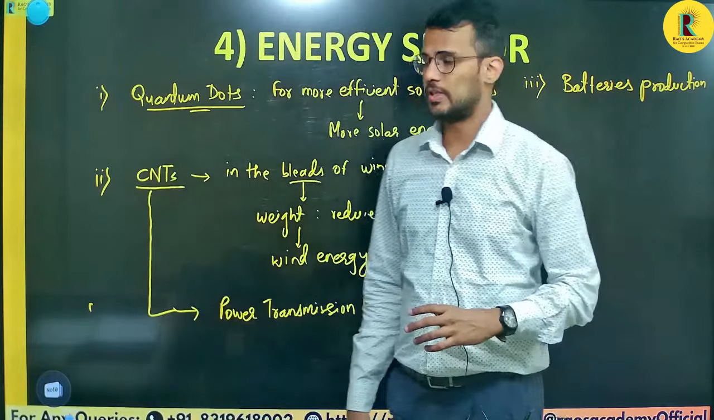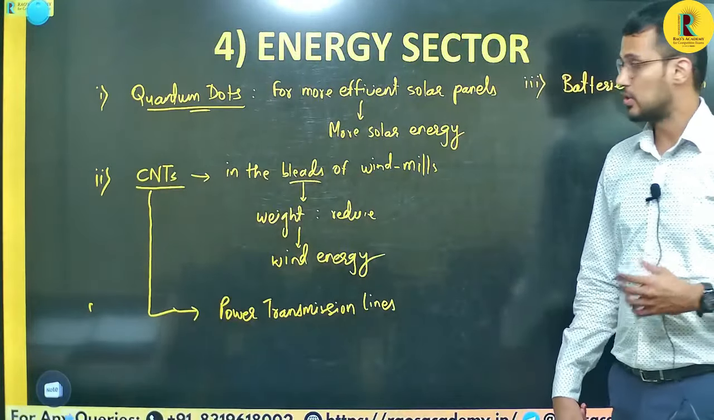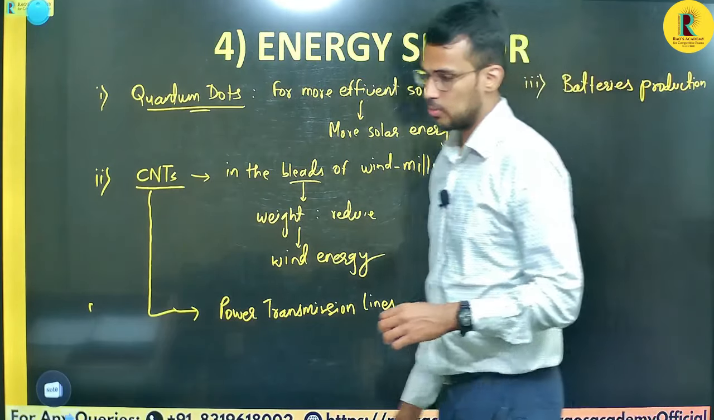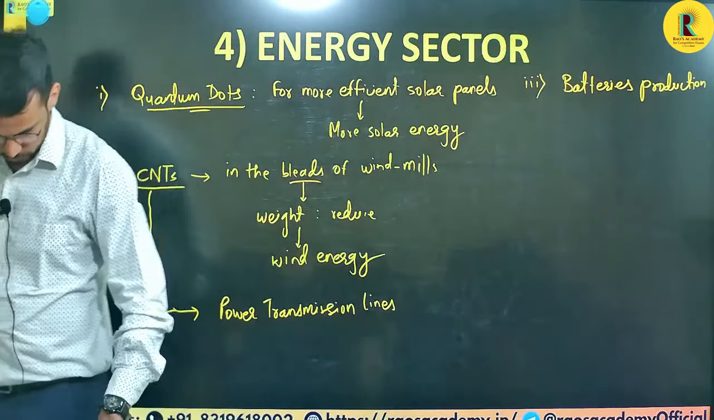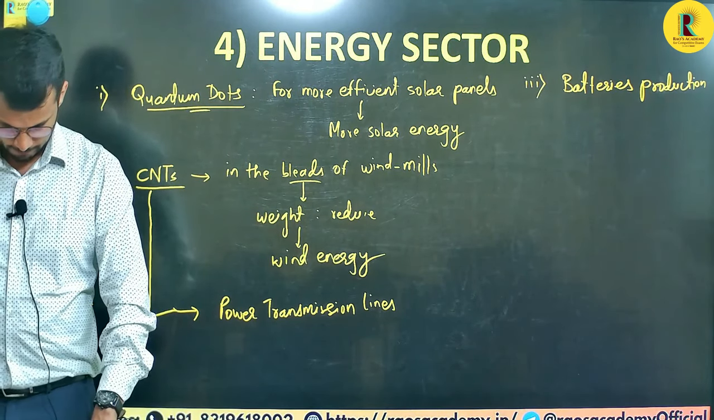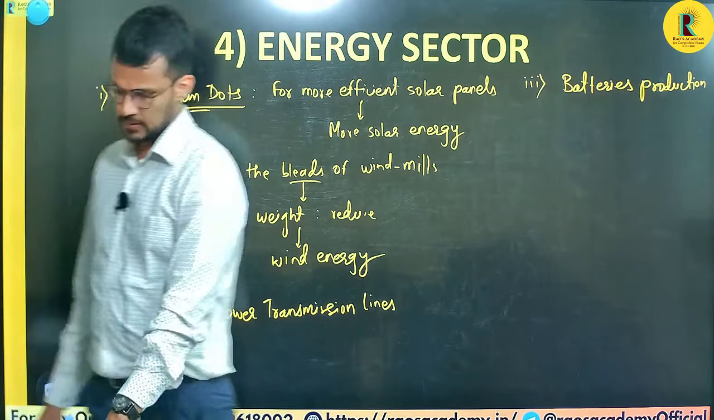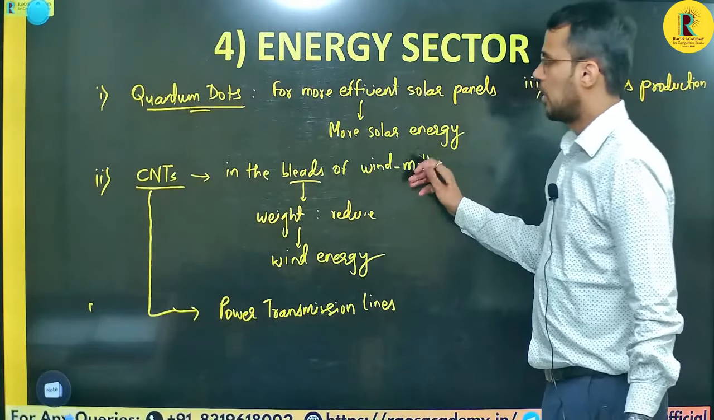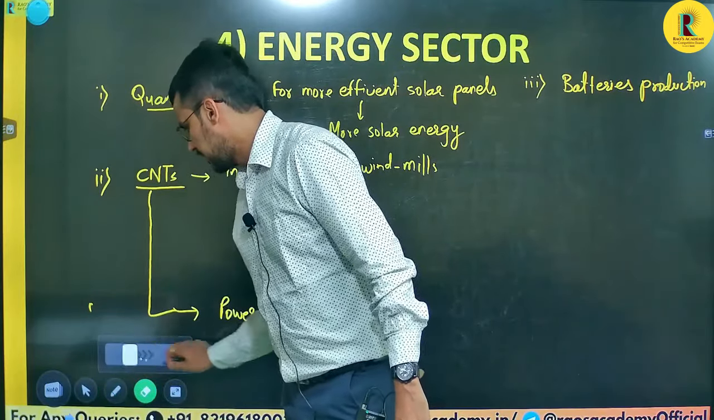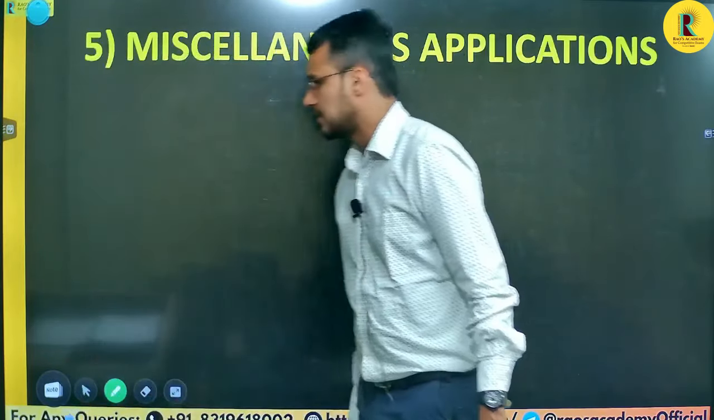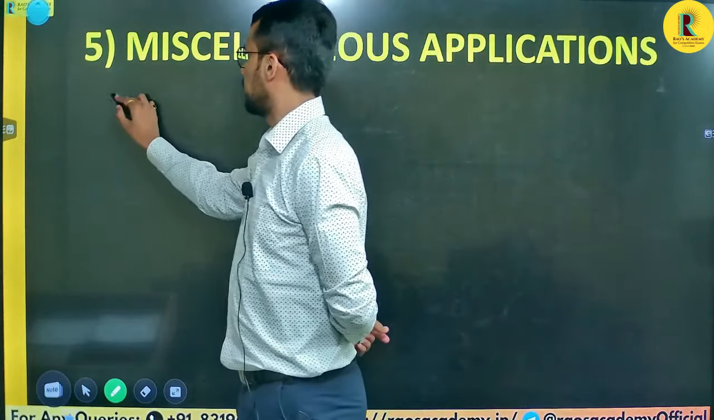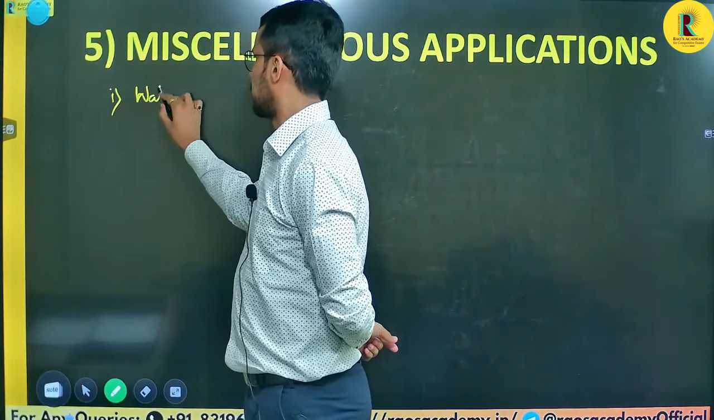So these are some of the applications in which nanotechnology can be used for the production of energy. I hope these points are clear to you. Fine. So that is about energy sector applications of nanotechnology. Next and last applications are miscellaneous applications. So first miscellaneous application is in water purification.